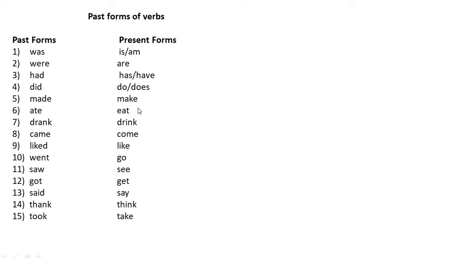Now were is changed into are, had into has and have. Now has is used for singulars. You know that she has, he has. But have is used for plurals. They have, we have. Did is changed into do or does. Again, do is for plurals like they do, we do, I do. Does is for singulars. For example, she does her work neatly. He does, it does.